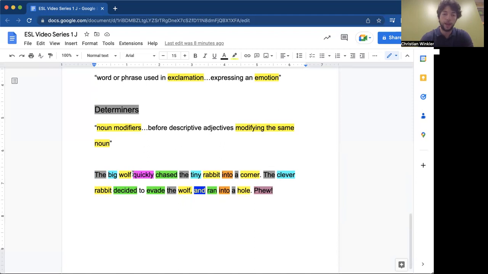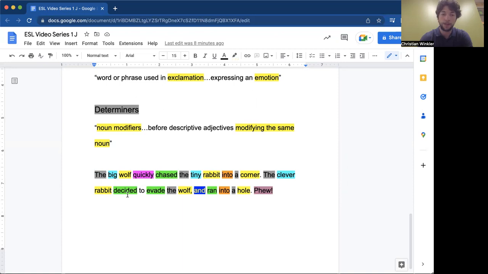Okay, so next, we just did nouns. Next we go to adverbs. Well, we just have one adverb. The wolf quickly chased the tiny rabbit. So this is the manner in which the wolf chased the rabbit, right? Now we have our verbs. Chased, right? So this is relating the wolf to the rabbit. The wolf chased the rabbit.